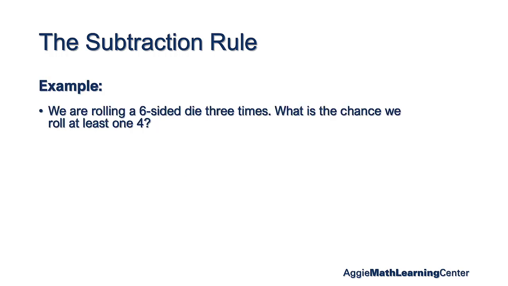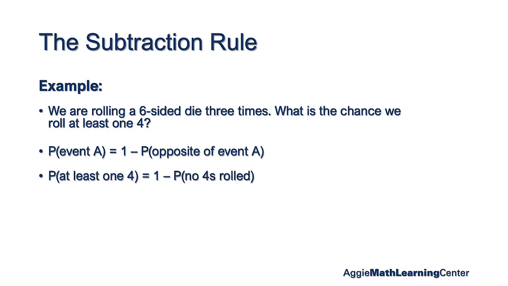Let's work through this example together to get the hang of this rule. Take a moment to read over the text below. As usual, begin by searching for keywords within the problem. The previous slide informs us that at least one lets us know to use the subtraction rule. Let's set up our equation and then begin filling in values. So, what is the probability we're looking for? Our problem wants us to find the chance of rolling at least one 4 within 3 rolls. As also informed by the previous slide, the opposite event of at least one is none, aka no 4s rolled.